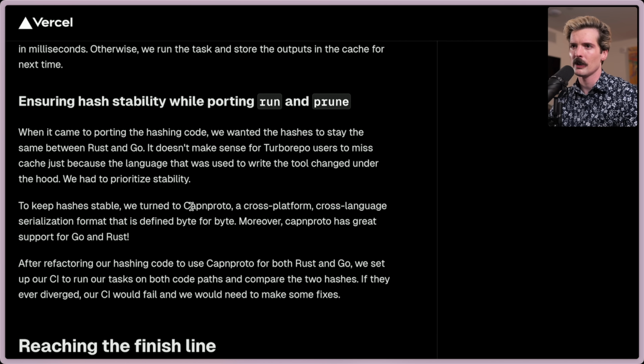To keep hashes stable, we turn to Cap'n Proto, a cross-platform, cross-language serialization format that is defined byte for byte. More importantly, though, this library has great support for both Go and Rust, so they could use it in both. After refactoring our hashing code to use Cap'n Proto for both Rust and Go, we set up our CI to run our tasks on both code paths and compare the two hashes. If they ever diverged, our CI would fail and we would need to make some fixes.